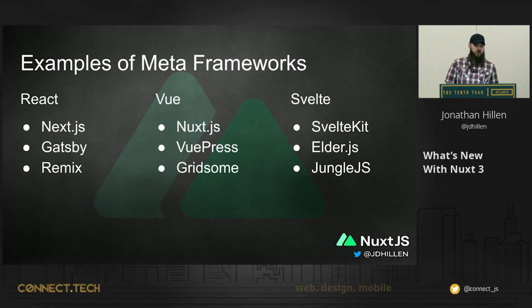So this next slide, here's a couple examples of some meta frameworks. You probably have seen some of these out there before. Next.js, Gatsby, and Remix are all React ones. Vue has Nuxt, VuePress, and Gridsome. Svelte has SvelteKit, Elder.js, and Jungle.js. But even though most of these meta frameworks differ from each other in various ways, there are certain key features that are similar between them. So most of them do static site generation, server-side rendering, code splitting, routing, which we'll cover later, and data fetching, which we'll also cover later, and serverless architecture, or Jamstack.